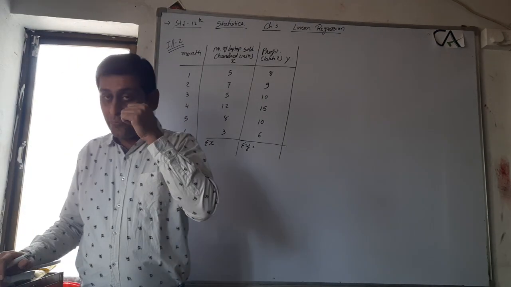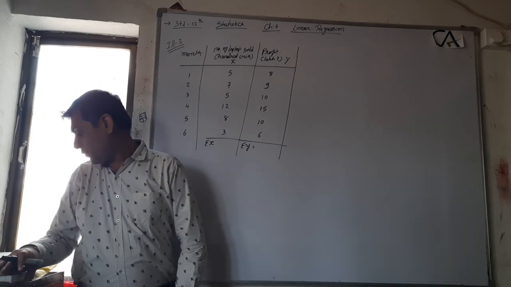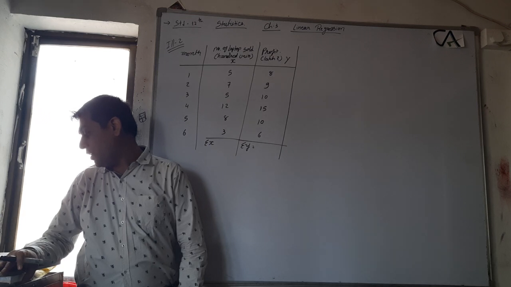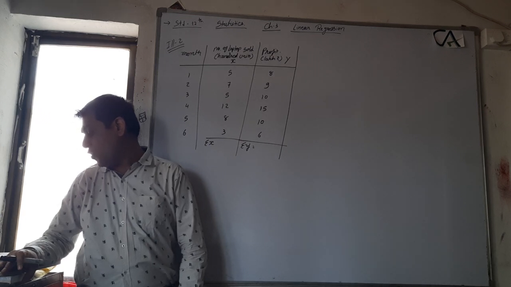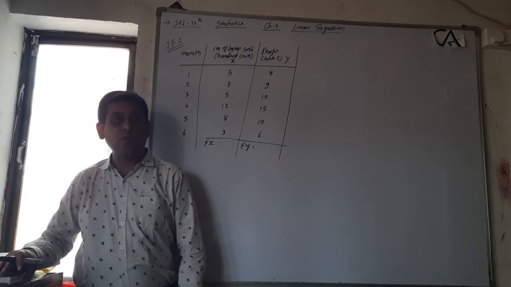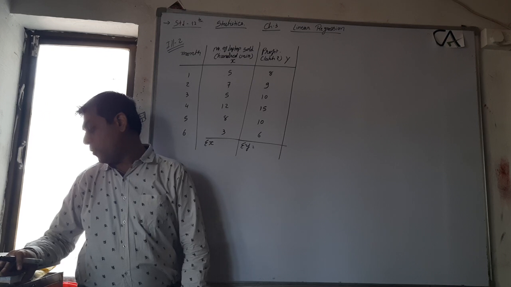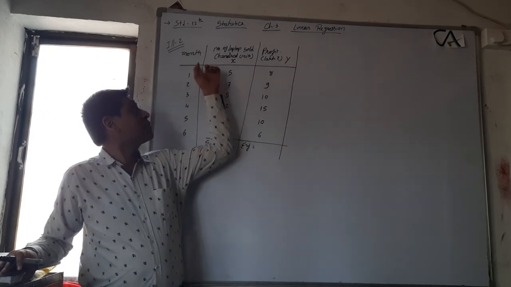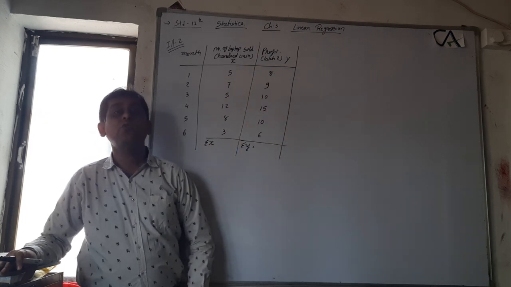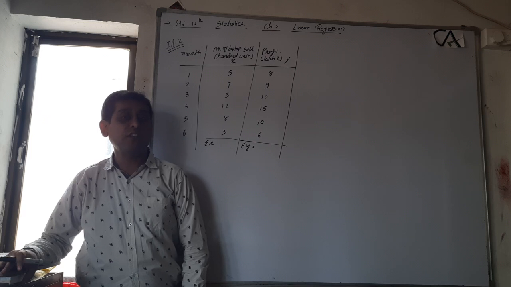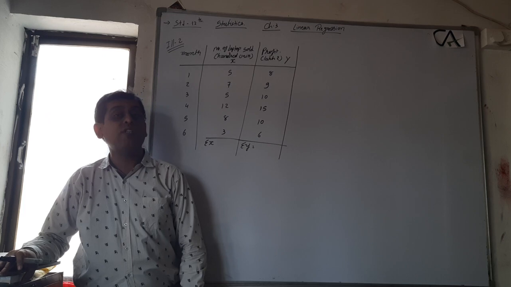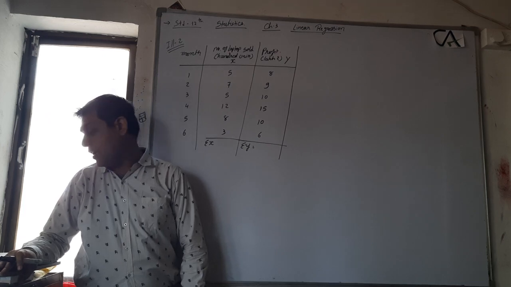Now illustration number 2. Read the question first, page number 121. The monthly sale of different types of laptops in 100 units and its profit in lakh rupees for the last 6 months for a company is given below. Month 1, 2, 3, 4, 5, 6. Number of laptops sold in 100 units, that is your x, and profit in lakh rupees, that is your y. So first of all, you have to consider which one is x, that means which one is the independent variable, and which one is y, that is the dependent variable.